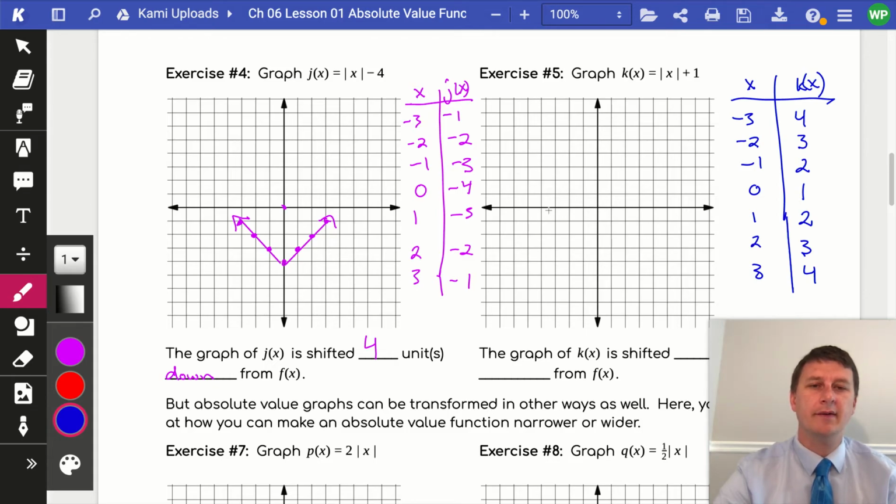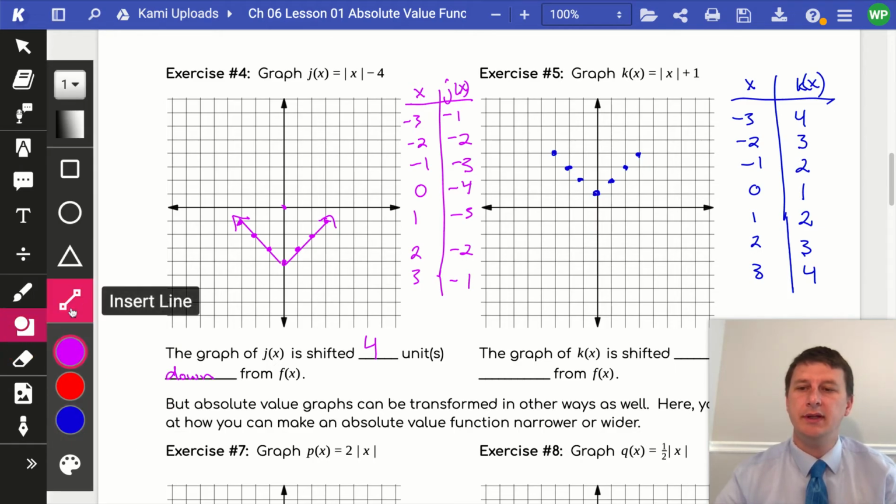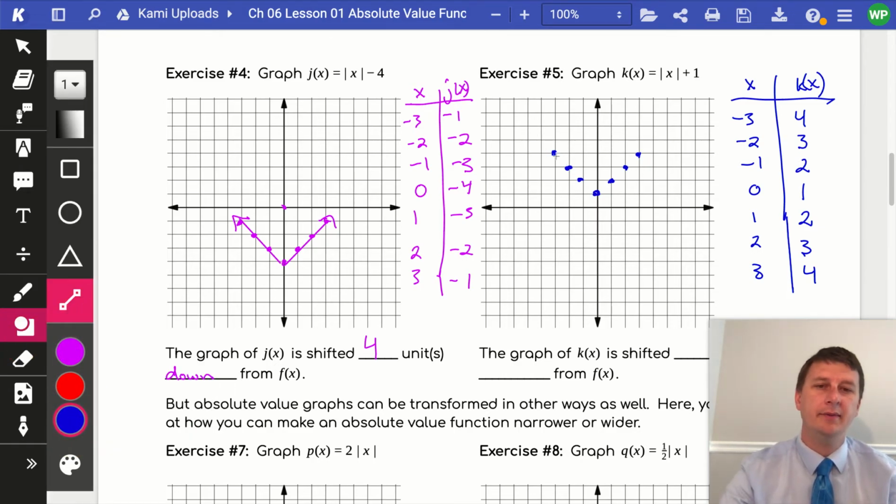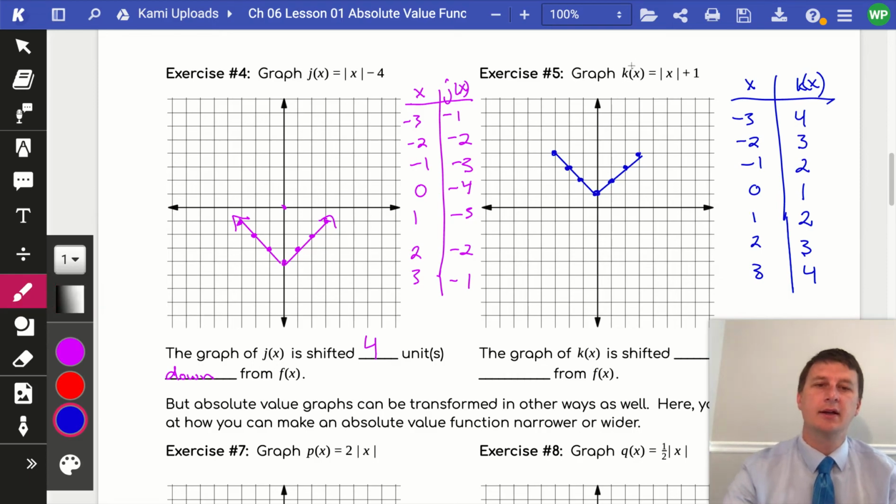So we have the point -3, comma 4, -2, comma 3, -1, comma 2, 0, 1, 1, 2, 2, 3, and 3, 4. And again, those points should be in the shape of a perfect letter V, symmetrical to say the least. And after you connect those with a nice straight line, go ahead and draw arrows on the edges of each.